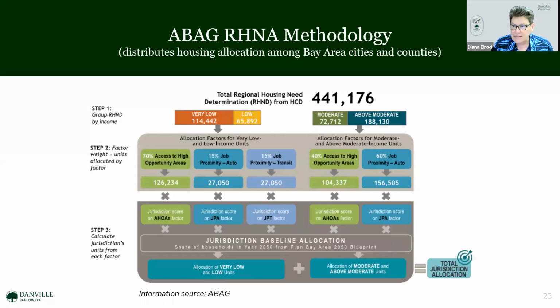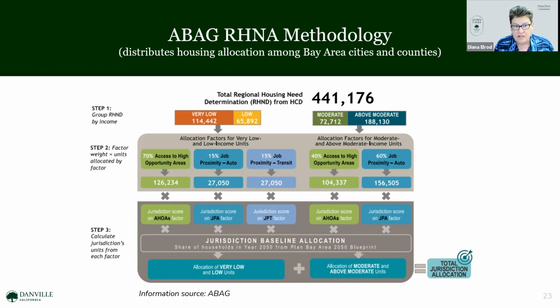I'm not going to go into detail explaining this, but basically the methodology, you can see the number at the top of 441,000 units plus. On the left-hand side, you'll see an orange and a lighter orange box that says very low income and low income. So they had these distribution of units. They calculated the methodology based on different factors for the low and very low, compared with moderate income and above moderate income.